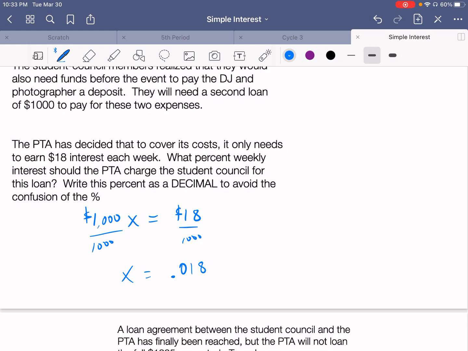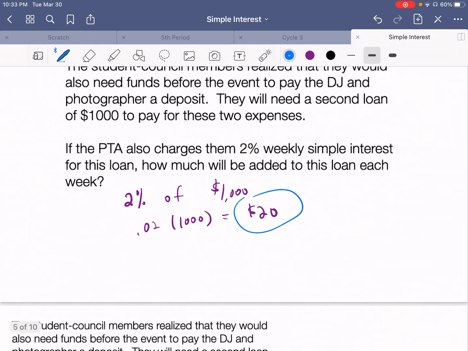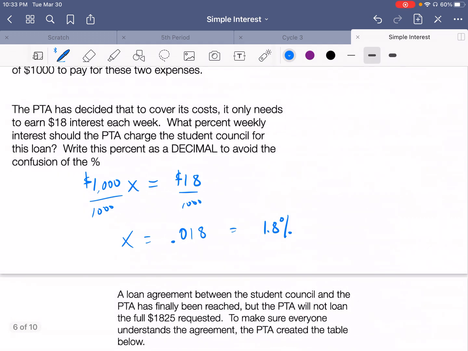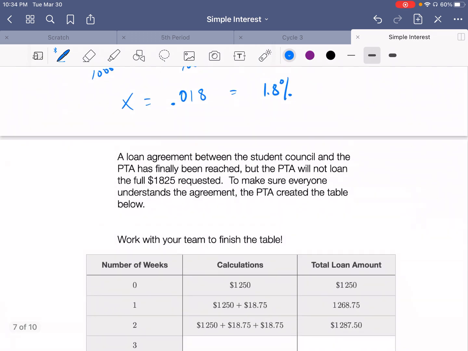Now, write the percent as a decimal to avoid confusion. Okay, well, I don't know. You write both, right? That's the scale factor. The percent is 1.8%. Which should make sense, right? We found 2% was $20. So whatever $18 is, it better be less than 2%, but just a little bit less than 2%. And 1.8% is definitely a little bit less than 2%.